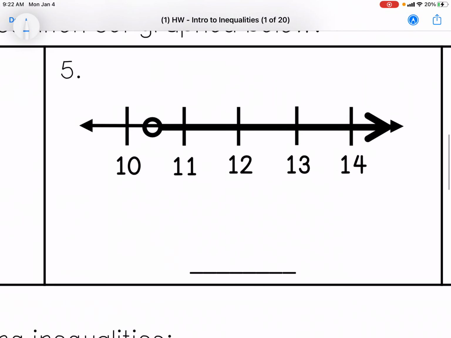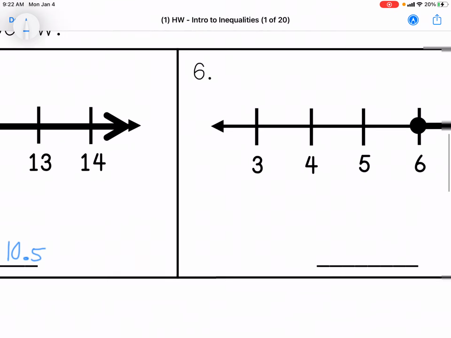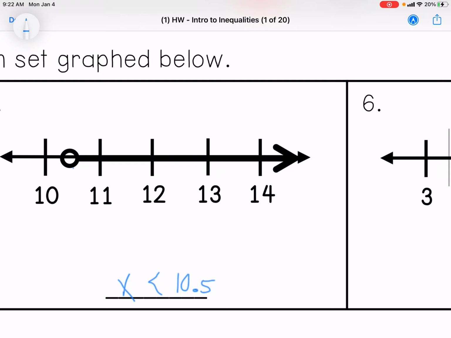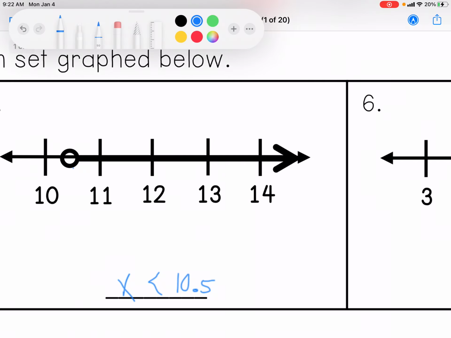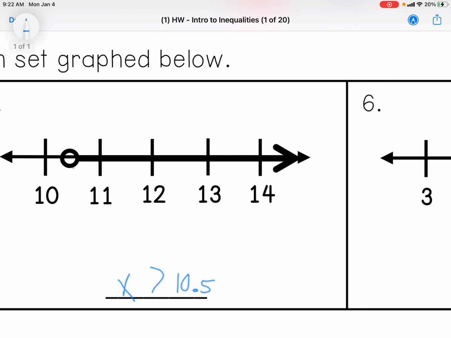Again, we can use X. What number are we on? It probably is 10.5, so we're going to put 10.5 there. It's an open dot, so it does not have an equal sign. It is greater than, so it's going to go to the right. Whoops, I messed that up. Don't copy that. There you go. My bad.